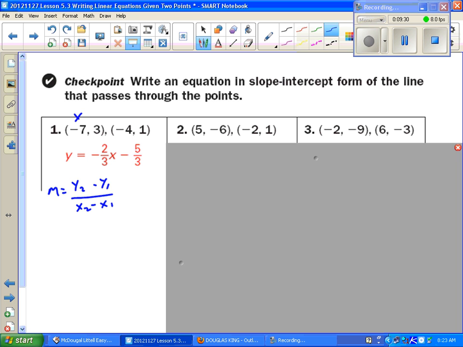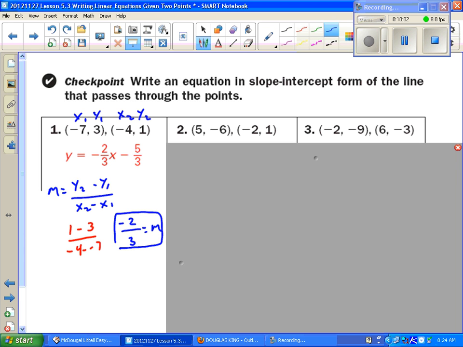So if we call this x sub 1, y sub 1, and x sub 2, y sub 2, all we got to do is plug the values in. 1 minus 3 over -4 minus a -7. Minus a negative means plus a positive. So the slope of your line is going to be negative 2 over negative 4 plus 7, which is a positive 3. So your slope, and I know I got it really condensed writing up here, is negative 2 over 3. Then you need to find your b value.